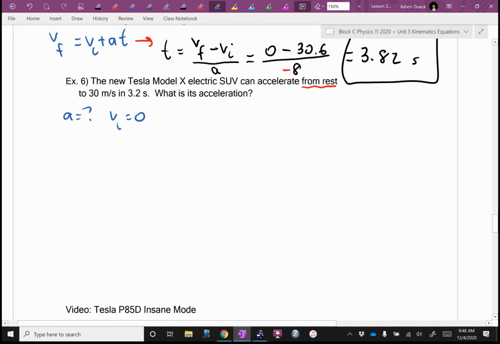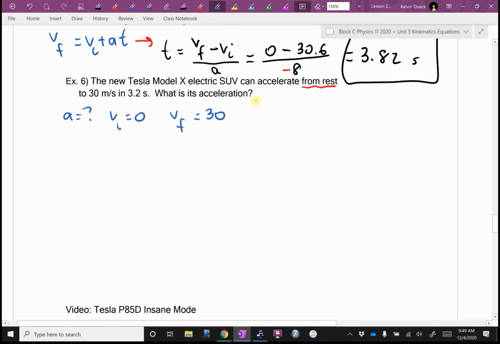What else do I know? VF is 30. What's that 3.2? By the way, are we speeding up or slowing down on this question, looking at the numbers? So Hannah, am I expecting a positive acceleration or a negative acceleration? Positive, yeah. And one of the things I want you to get in the habit of doing is asking yourself ahead of time, specifically for acceleration, am I speeding up? It's going to be positive. Slowing down? It's going to be negative.